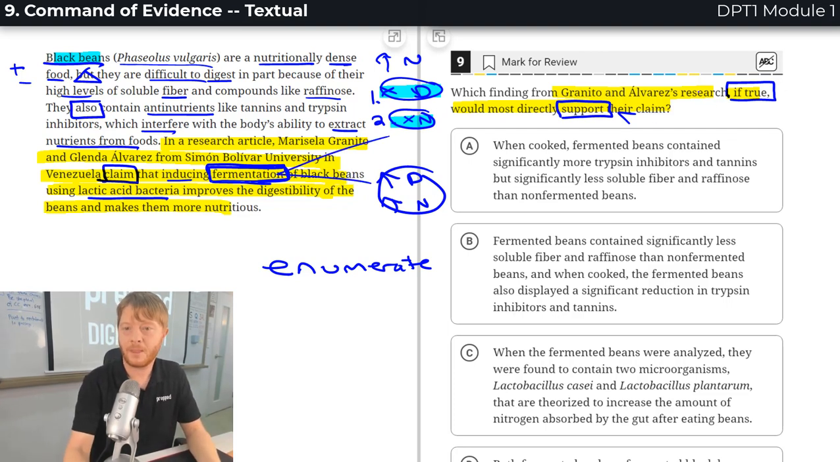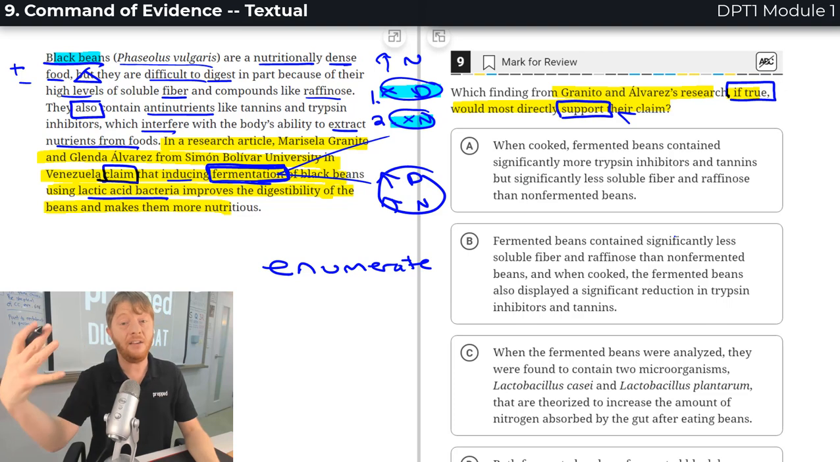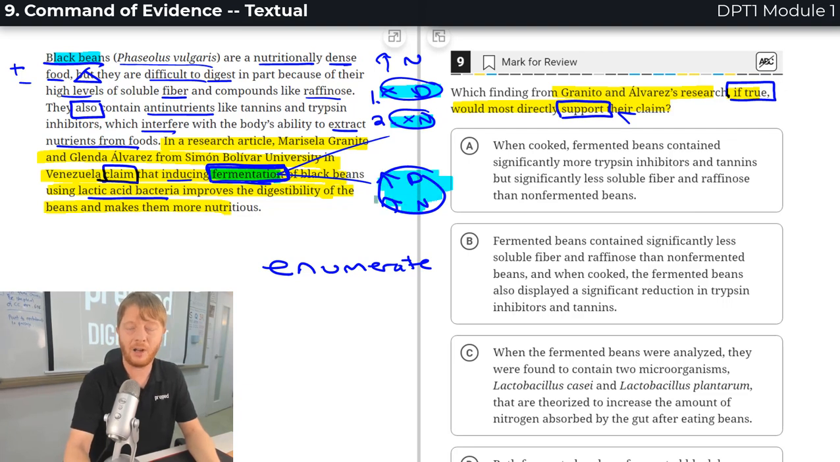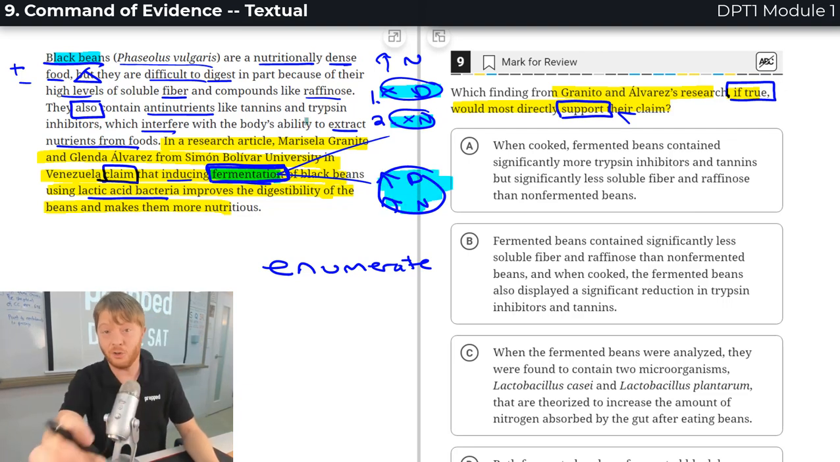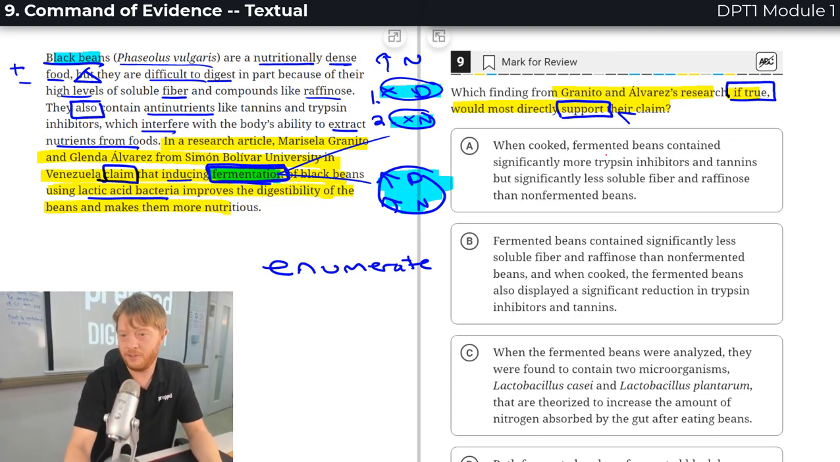And that will solve the problem. So solution. The question now, which of the following, if true, would support their claim? So A, B, C, D is not in the passage, but if they were true, hypothetically, which would support that specific claim that fermentation solves both problems? The answer must be a direct match for that. A, B, C, D now. A, when cooked, fermented beans have more trypsin inhibitors. I'm stopping right there, guys, because that's a bad thing. We know that. Trypsin inhibitors is one of the problems. So if they have more, that is not a good thing.